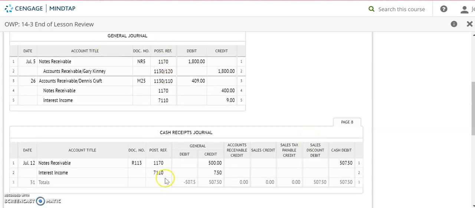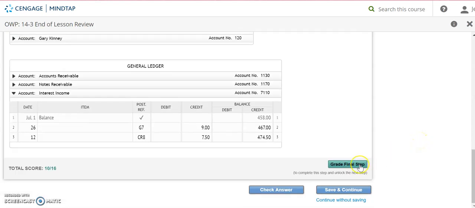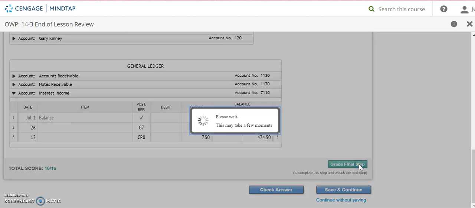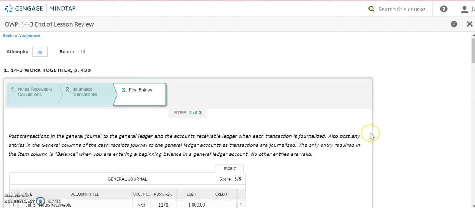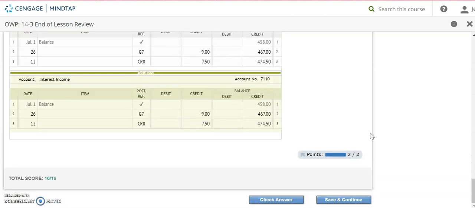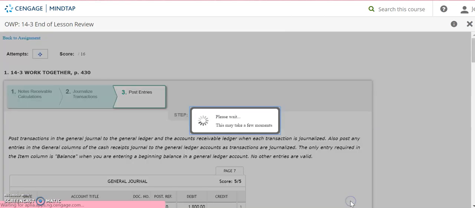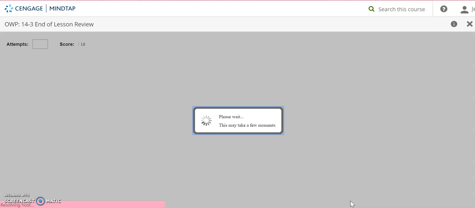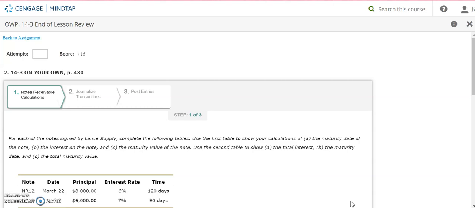Okay, so my post reference columns are filled in on both of my journals. That tells me that I am done posting. I'm going to grade my final step. Everything looks good. So this is the end of the 14.3 work together. So you can now go on to the 14.3 on your own. This is the end of chapter 14. So once you finish the 14.3 on your own, you can go ahead and go on to your application problems.